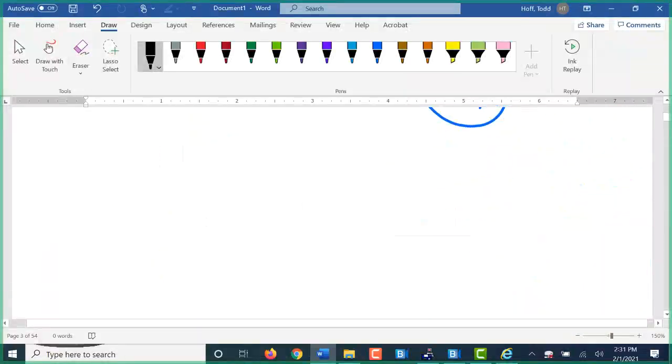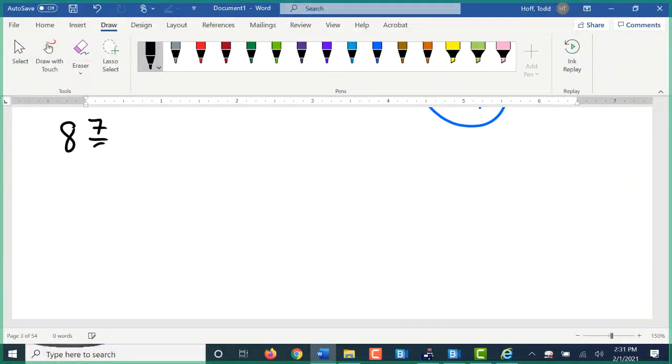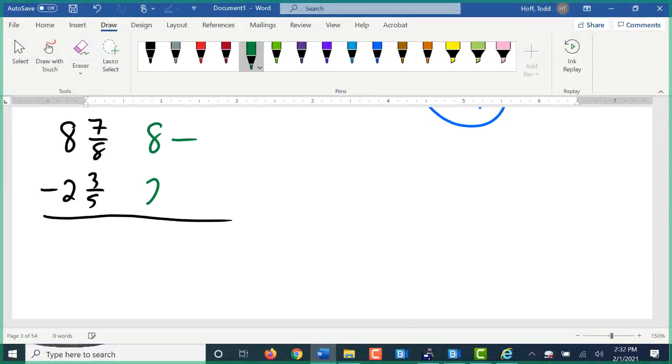Go to subtraction. Let's do 8 and 7/8 minus 2 and 3/5. We still need a common denominator. What's that going to be for 8 and 5? 40. 8 is multiplied by 5 to make 40, so 7 times 5 makes 35.